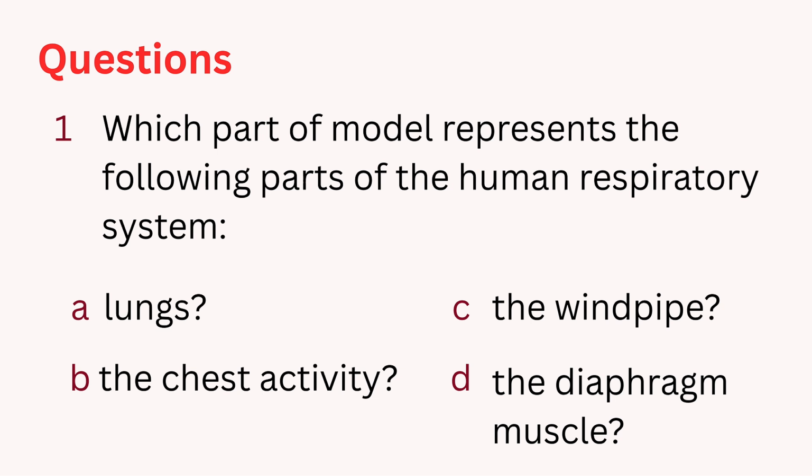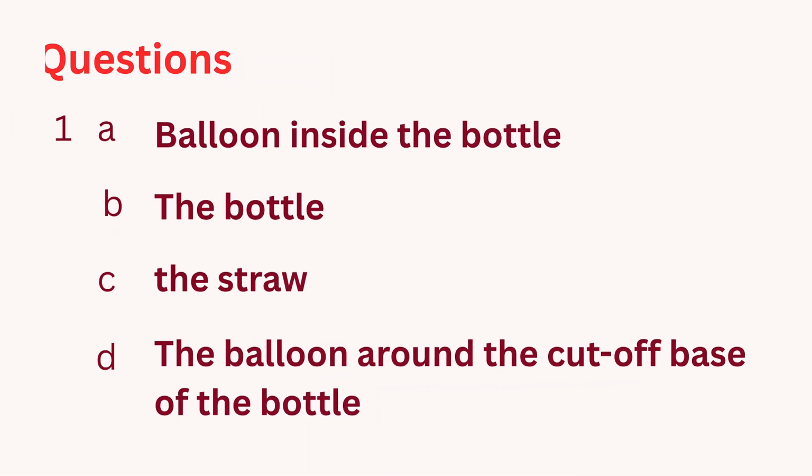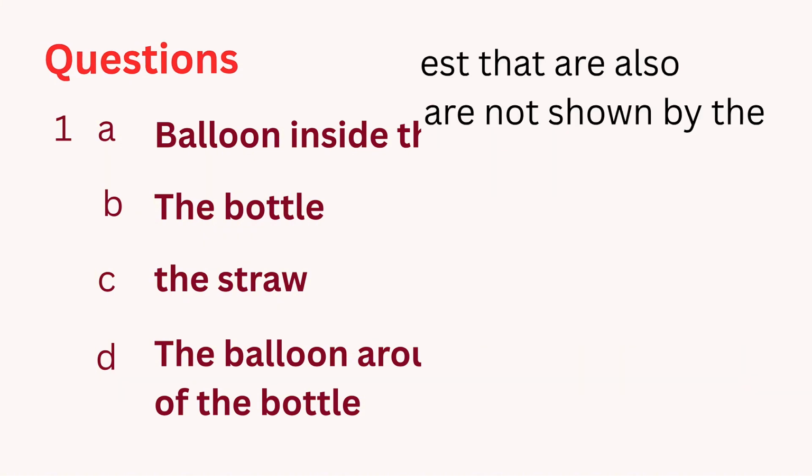Question number 1. Which part of the model represents the following parts of the human respiratory system? A. Lungs. B. The chest cavity. C. The windpipe. D. The diaphragm muscle. A. The balloon inside the bottle. B. The bottle. C. The straw. D. The balloon around the cut-off base of the bottle.